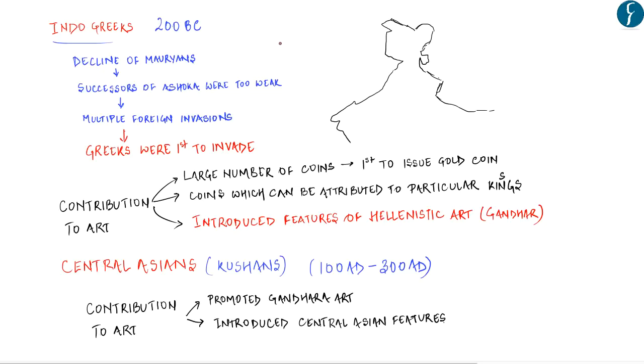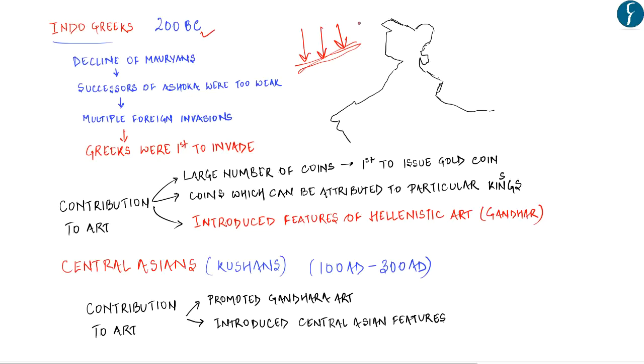So the influx of Indo-Greeks started post 200 BC, and the reason mainly was that after the decline of the Mauryans, basically after the death of Ashoka, the successors of Ashoka were too weak to guard this frontier, and hence multiple foreign invasions took place from this direction.